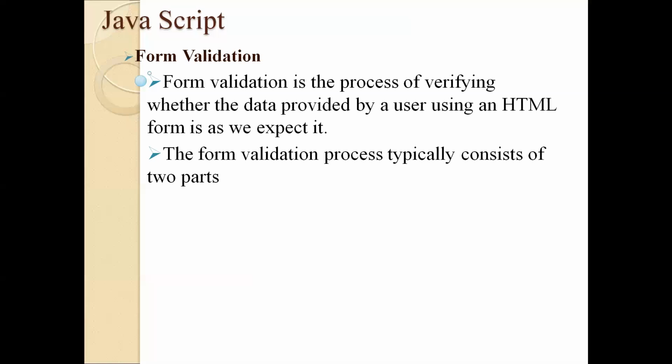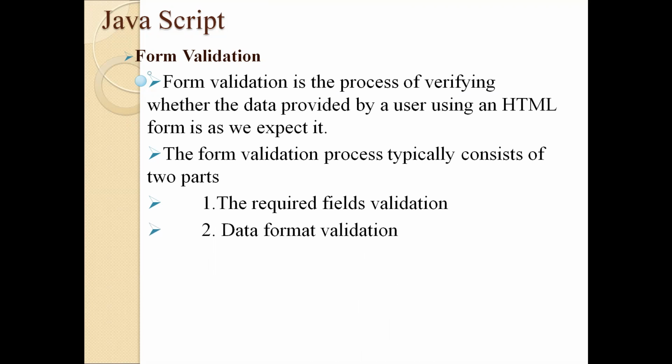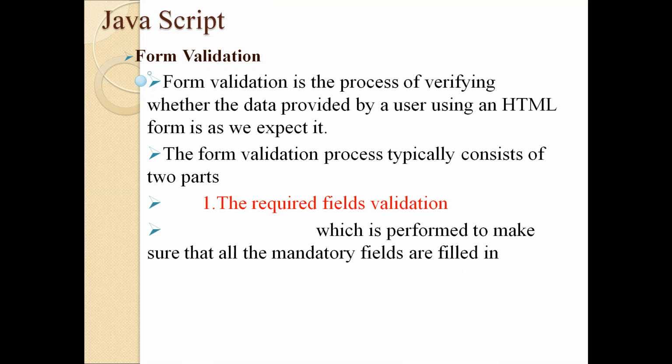The form validation process typically consists of two parts. The first part is required fields validation, and the second part is data format validation. So there are two parts of form validation: required field validation and data format validation. Let us have a look at the required fields validation, which is performed to make sure that all the mandatory fields are filled in.